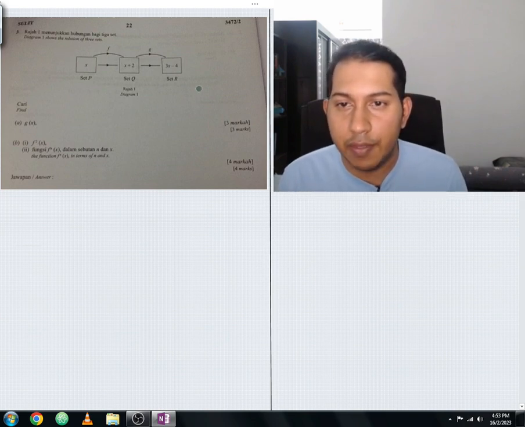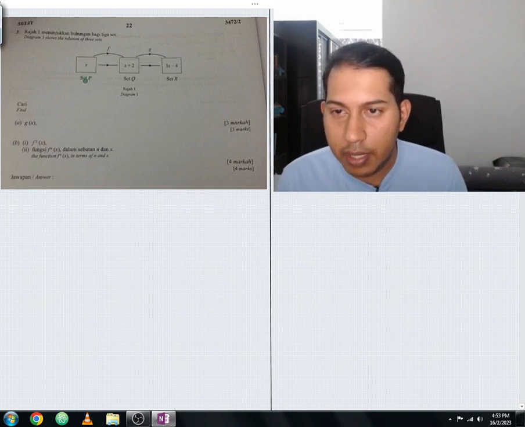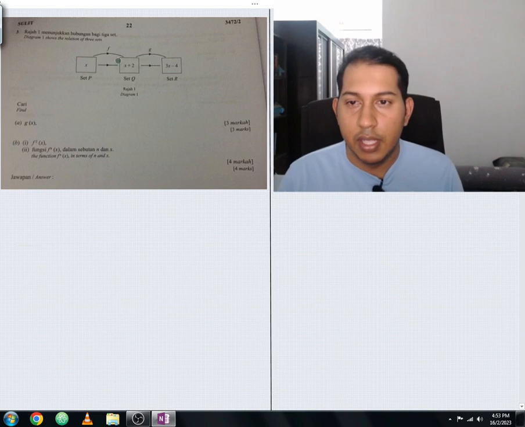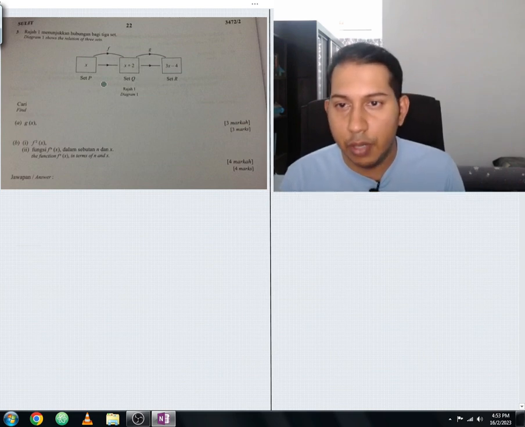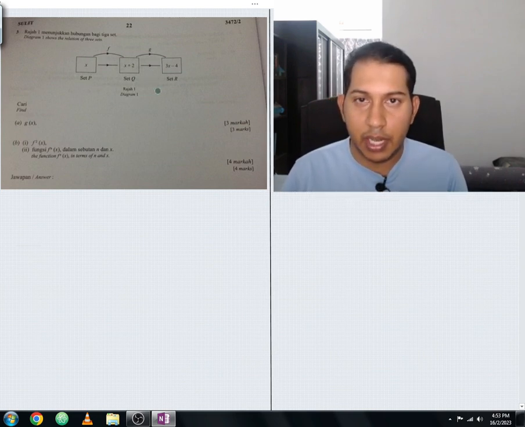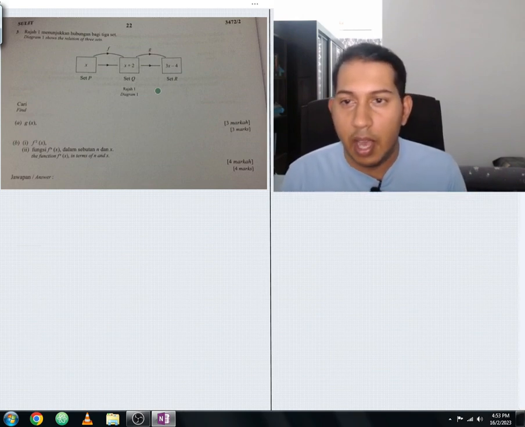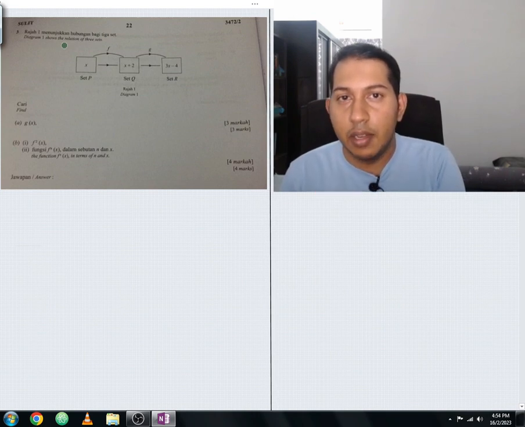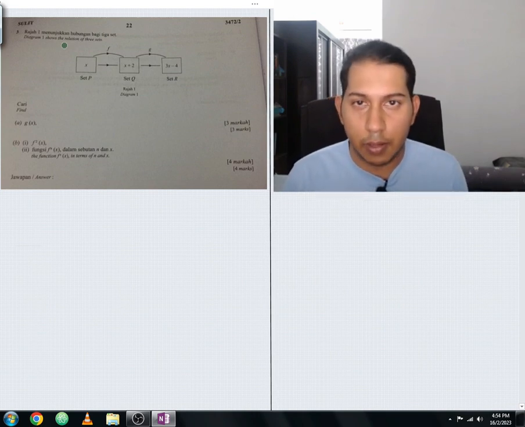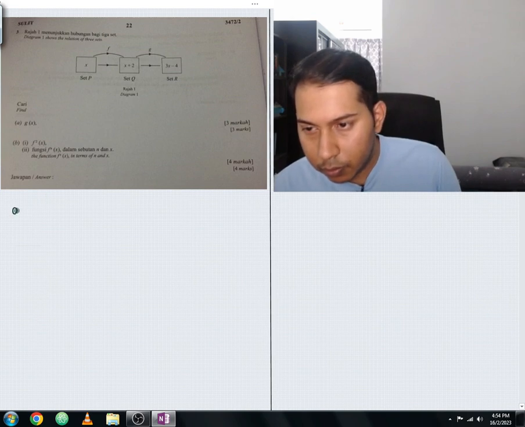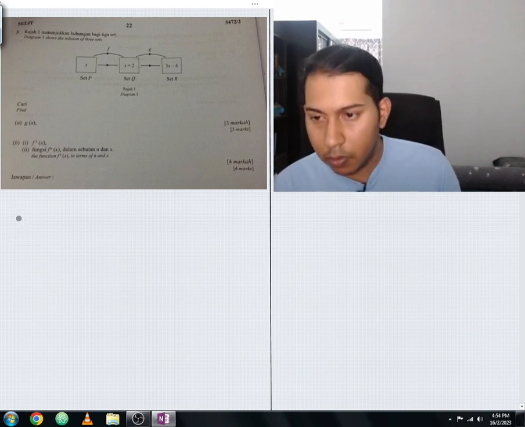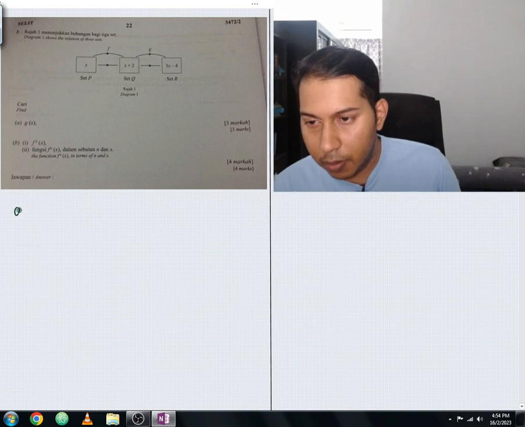The question already gives us a composite function where set P is related to set Q through function f, and set Q is related to set R through the function g. The first thing we need to do is write this composite function in terms of mathematical equations. We're going to write it separately, how it is related from one set to another set. So let me begin my working.